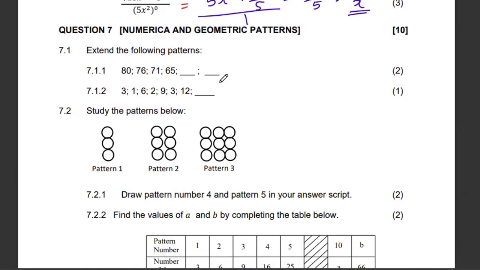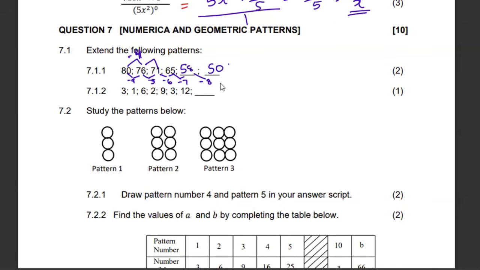7.1, extend the patterns. If this is 80, you subtract a 4, you get 76. We subtract, what are we subtracting? Is it a 5? Because 80 minus 4 is 76. Minus 5 is 71. And then minus 6 is 65, which means it's a minus 7. Minus 7 is going to give me a 58. And then minus 8 is going to give me a 50.